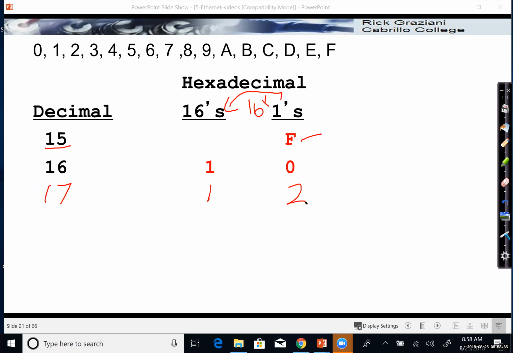16 plus 2 is, oh, wait a minute, I blew it there. 16 plus 1. Good catch. You're going, what's with Rick? 16 plus 1 equals 17. There we go. All right, what if she turned 18? 1 sixteen and 2 ones.